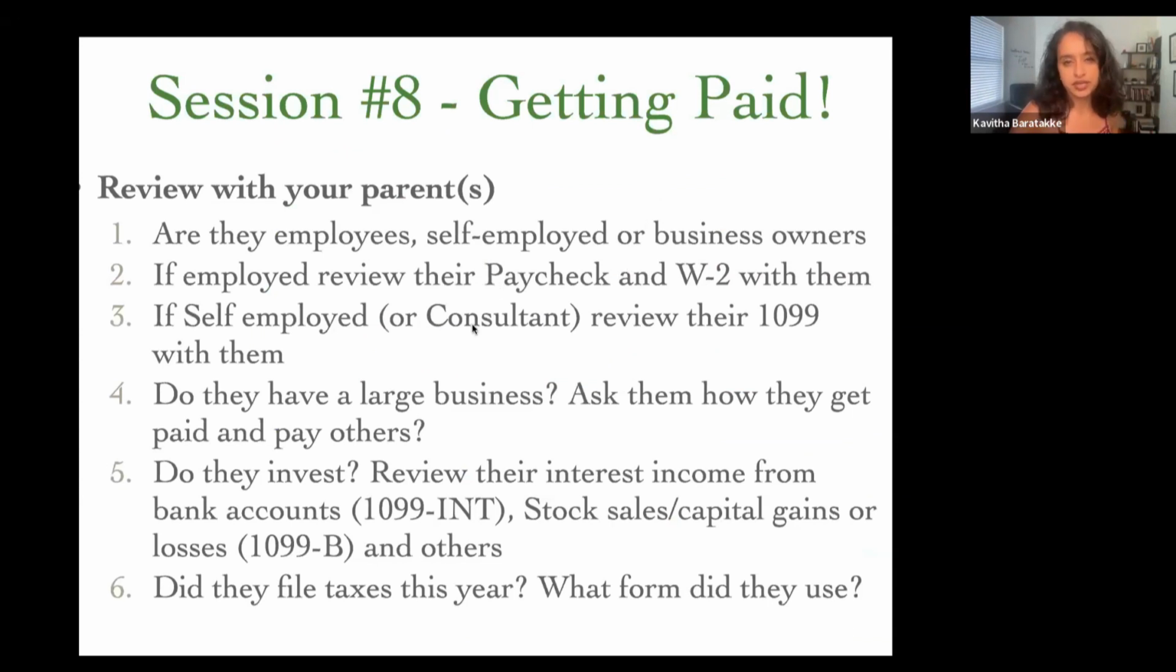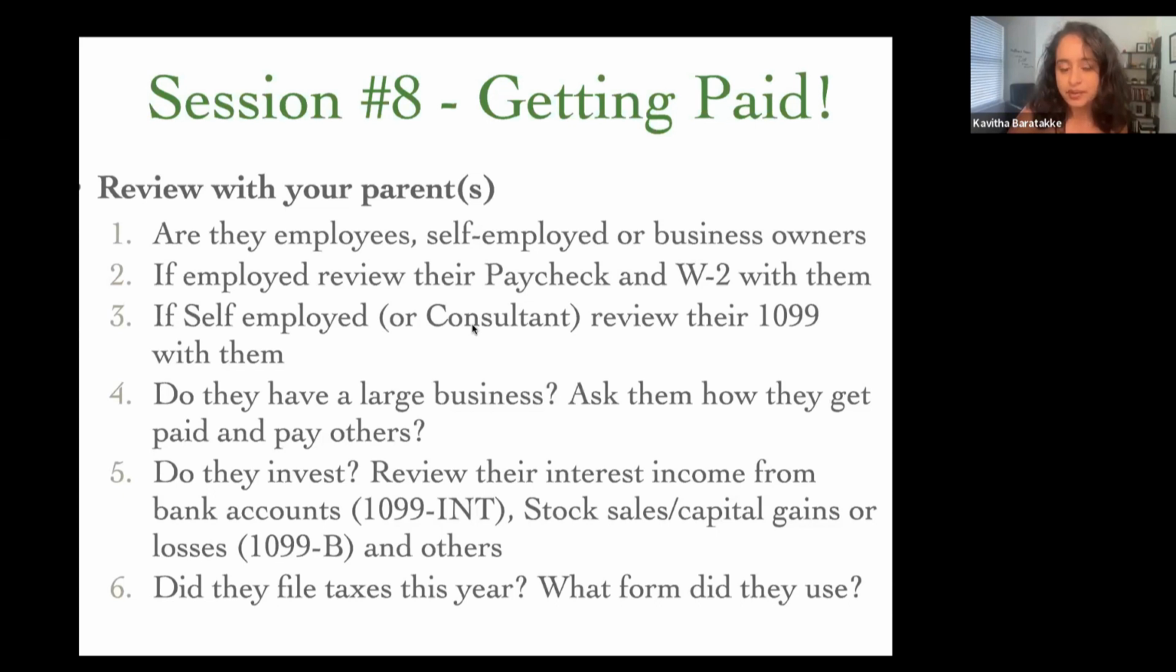The homework this week is to review with your parents: are they employees, self-employed, or business owners? If they're employed, I want you to ask them for a copy of their paycheck or pay stub, pay slip, whatever you want to call it, and also a copy of a W-2. They would have a W-2 for last year, 2022. I want you to review the W-2 with them. You don't need to come here with any information on all of these. That's confidential, but it's just good for you to understand, right?